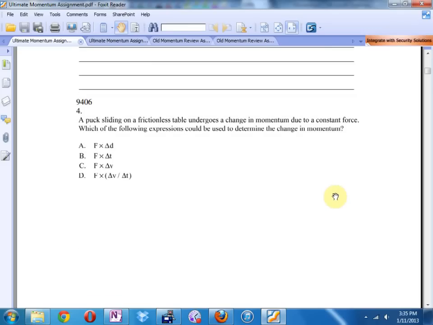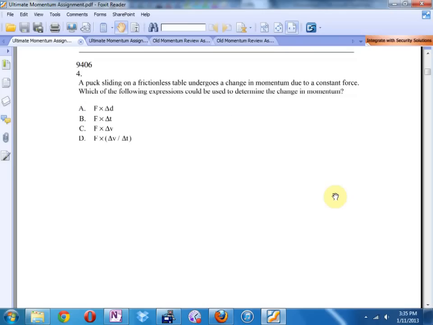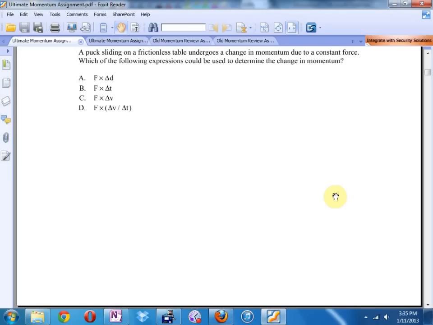Number four, but hopefully you know that number four is change in momentum. Hopefully you just know the answer is B, right? You need to know that impulse is another word for what? Change in momentum. You need to know those are interchangeable.